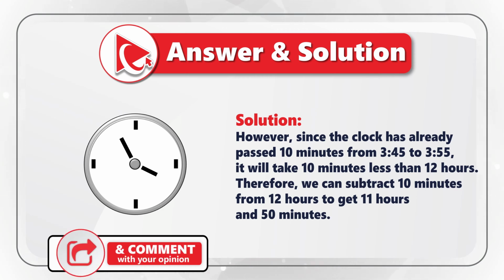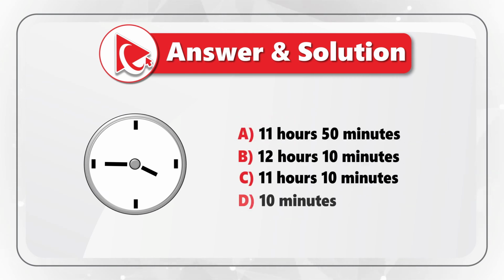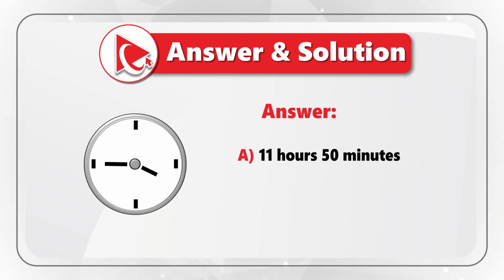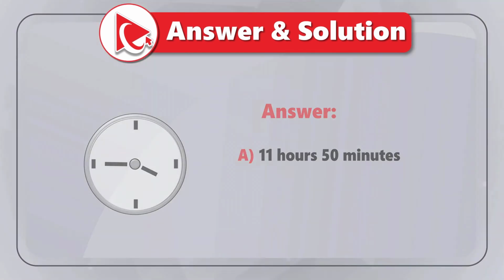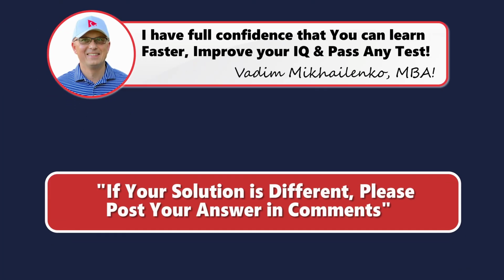Since the clock already passed 10 minutes from 3:45 to 3:55, it will take 10 minutes less than the full 12 hours. This is why we can subtract 10 minutes from 12 hours to get to the answer of 11 hours and 50 minutes. So the correct answer here is choice A, 11 hours and 50 minutes. Did you get to the same answer? If not, please make sure to post your answer and rationale in comments.